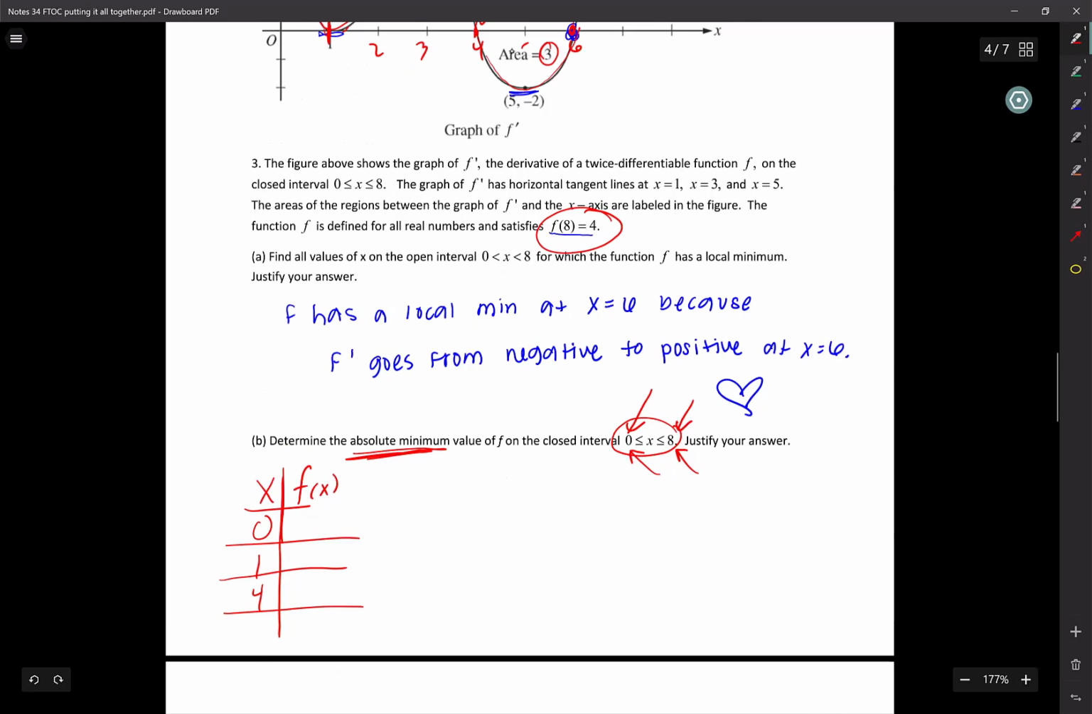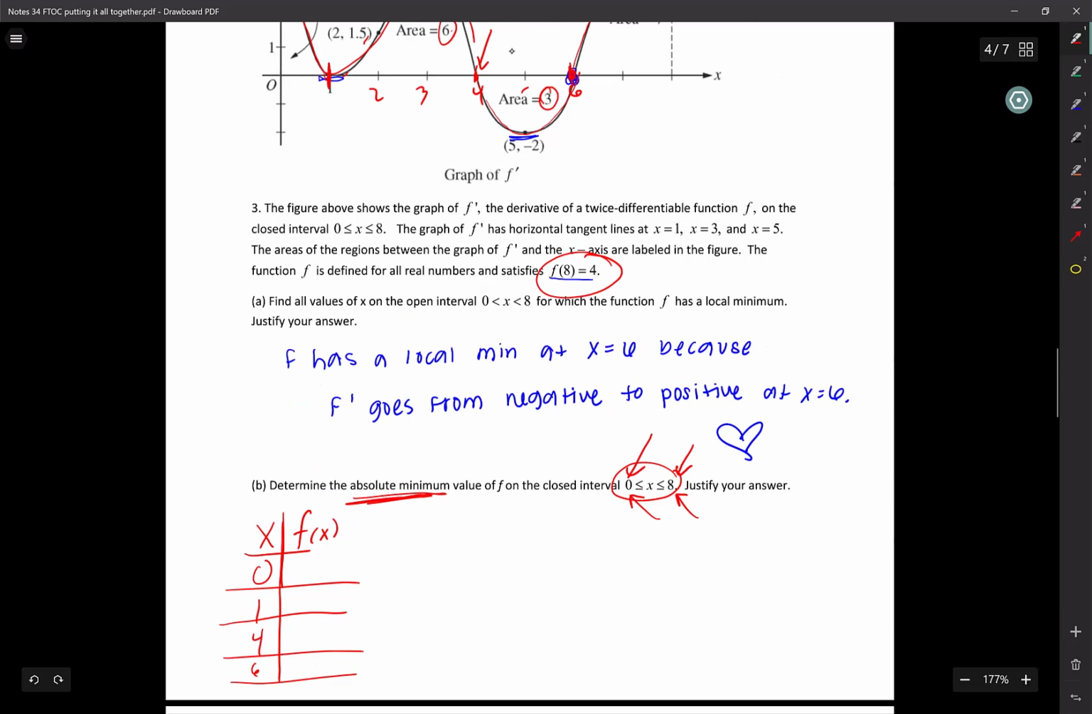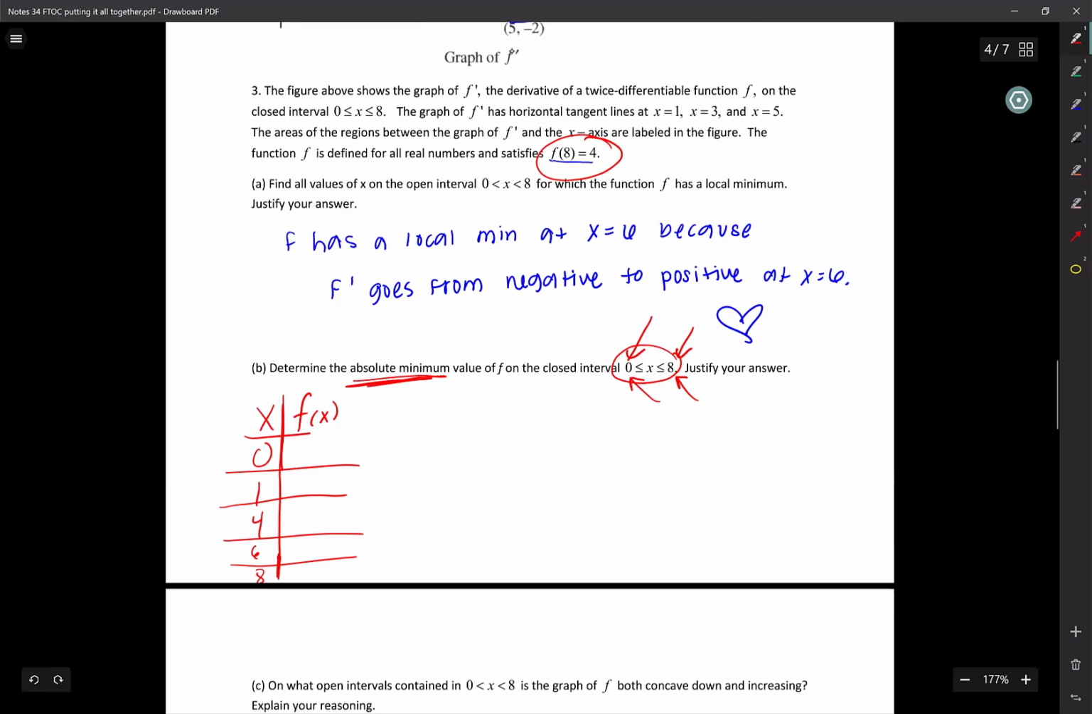Someone tell me what a critical point is, by the way. Anyone? When the function crosses the x-axis? Okay, give me the definition of a critical point. A critical point is when the derivative is... 0? 0 or? Undefined. 0 or undefined. In this case, 0.